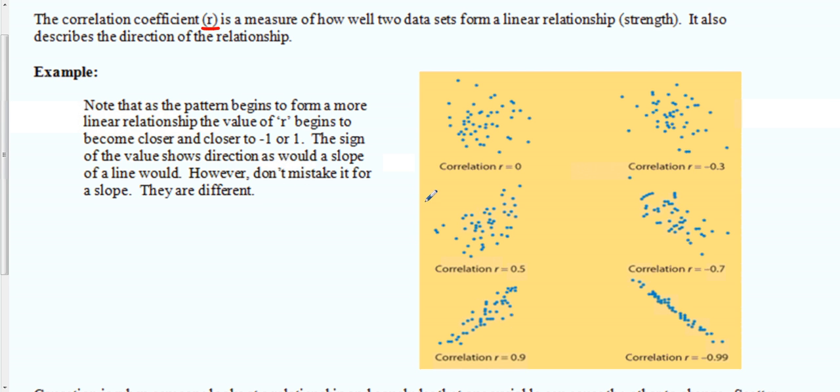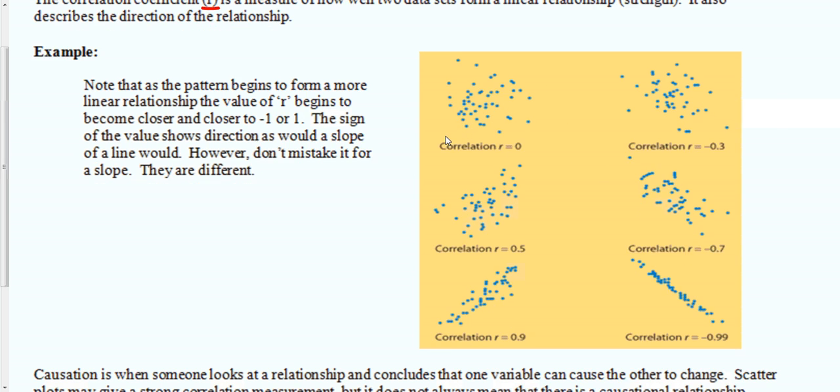However, don't mistake it for a slope. They are different. Just because it's a -1 doesn't mean it's a slope of -1. That just means a negative correlation, it's going down, and it's a really, really strong correlation. A positive one is going up, and it's a very strong correlation. When correlation is 0, there's no pattern here. They're just all over the place.